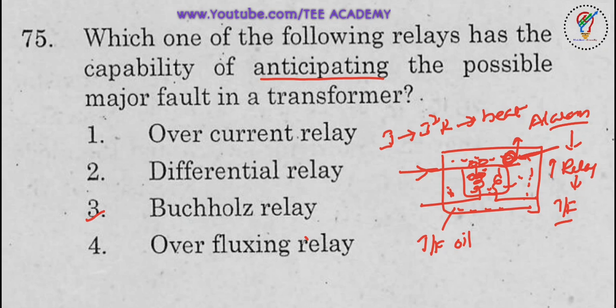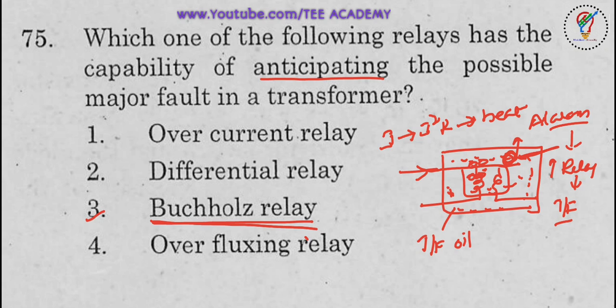Only this relay anticipates, that means it gives a warning, because of overloading or some fault happening inside the transformer winding, there will be heat. If that heat is more, the transformer may get damaged, so it gives an alarm. So the Buchholz relay is the only relay which will anticipate the fault, which will expect that the fault is going to come. Other relays work only on the fault.